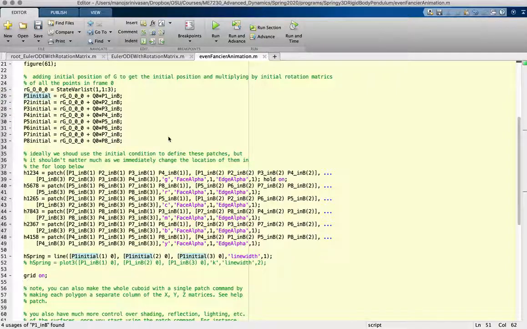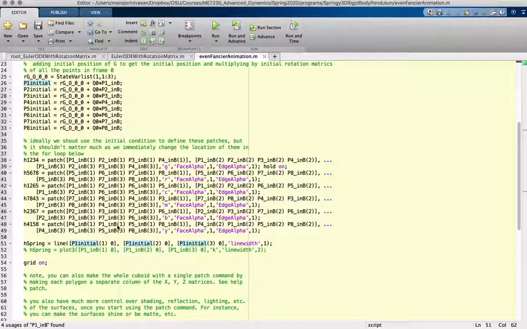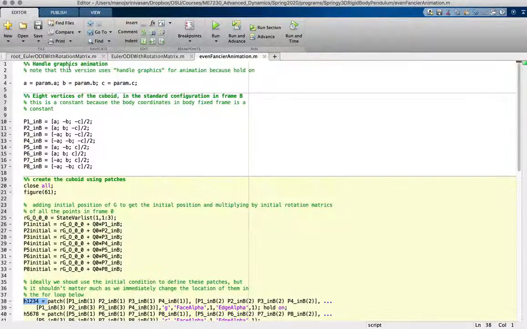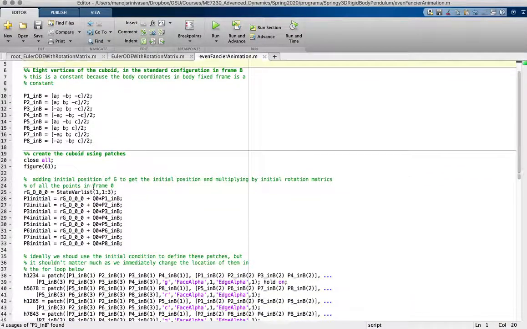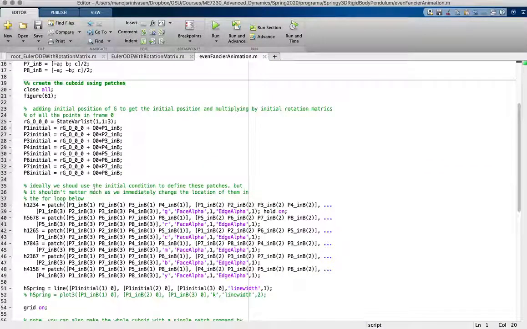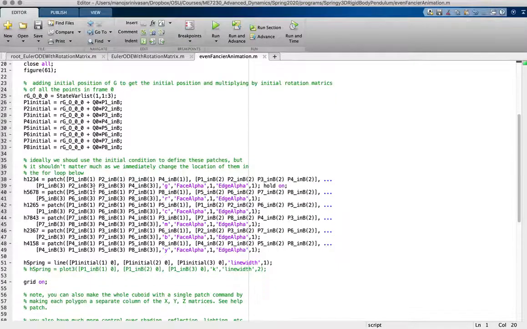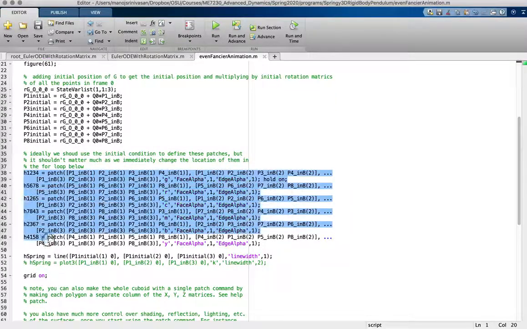Okay, so we've defined the faces, drawn the faces, and then drawn also the line defining the spring. And then we set that equal to H1, 2, 3, 4. And this is something called handle graphics. We are using a different technique for animation, different from what we've been using so far in the semester, just because it turns out patch only works with handle graphics, more or less. You cannot really do hold on, hold off with patch because it doesn't quite work.